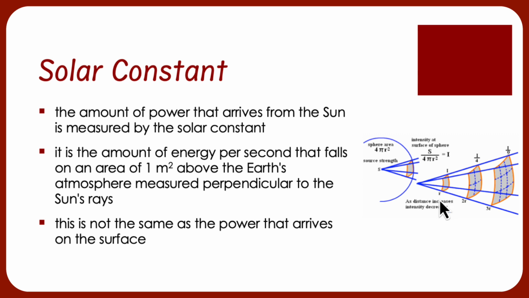I've got a diagram here. Notice this is saying if I'm at 1 radius from the Sun and I have an intensity of I, if I get to 2r, that means my intensity actually goes down to a factor of I over 4. It's an inverse square law. That means that the intensity is going to decrease as I get farther away from the Sun.